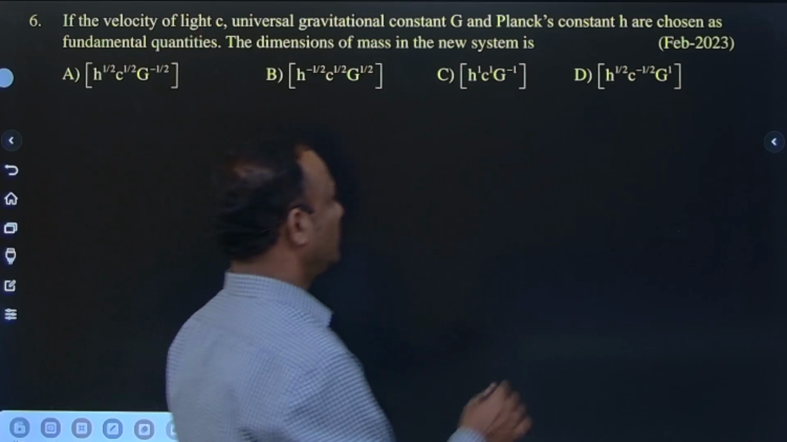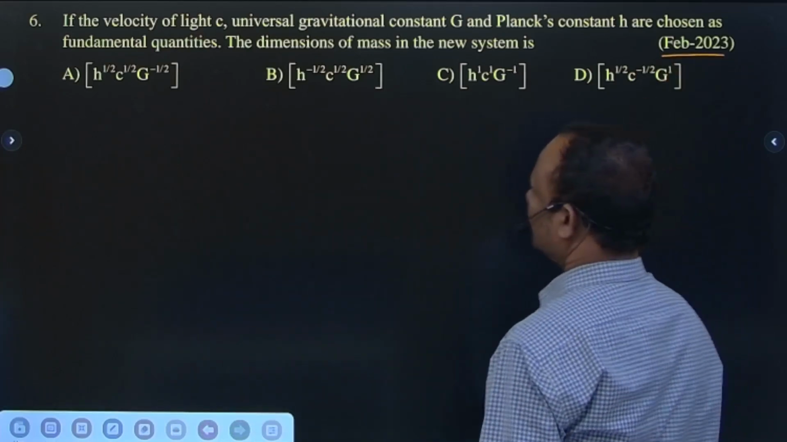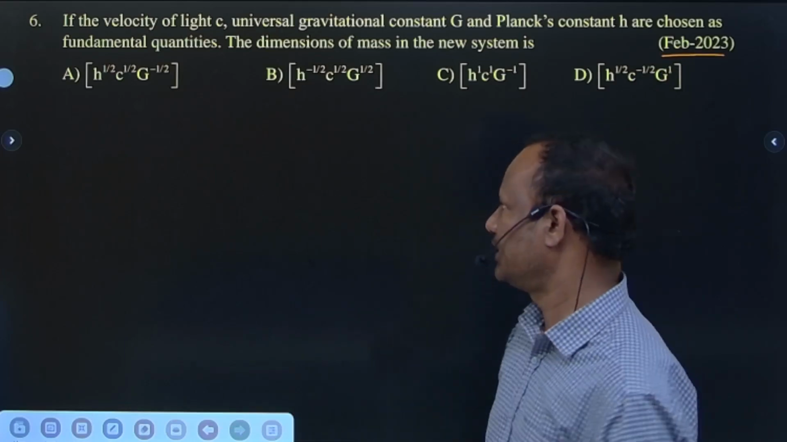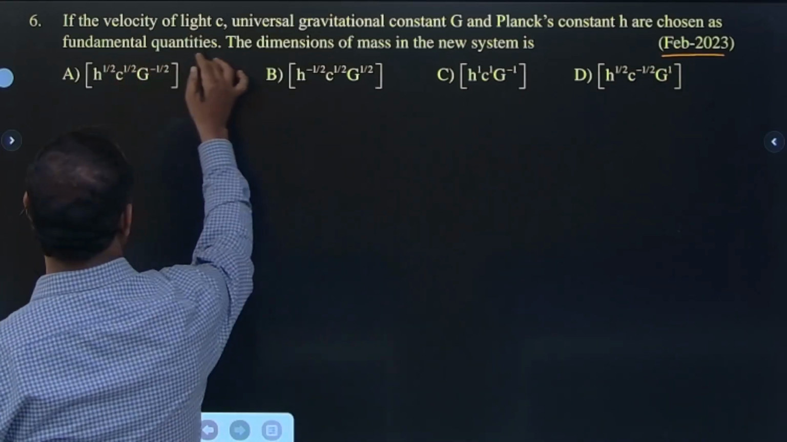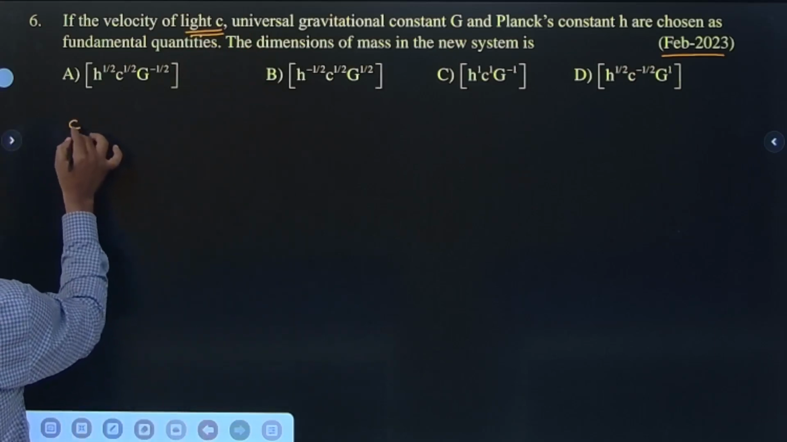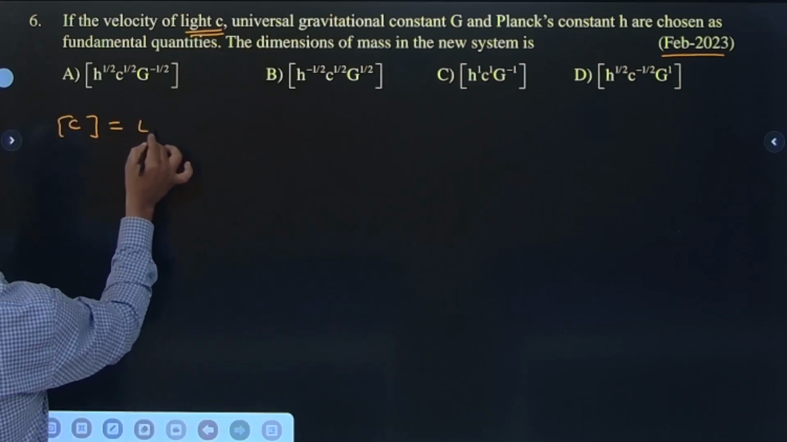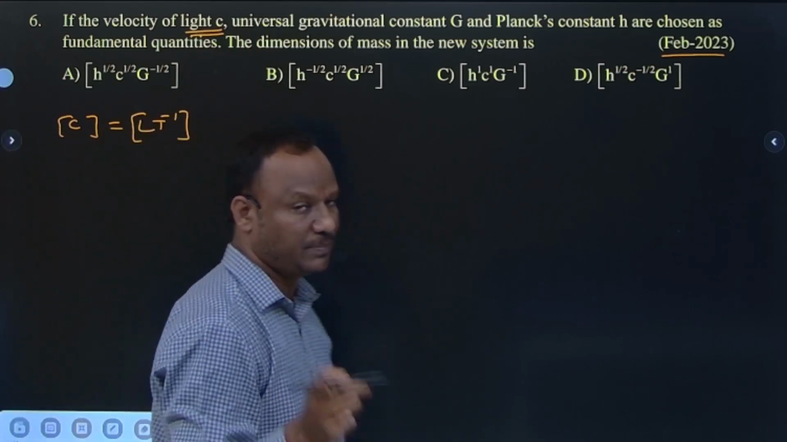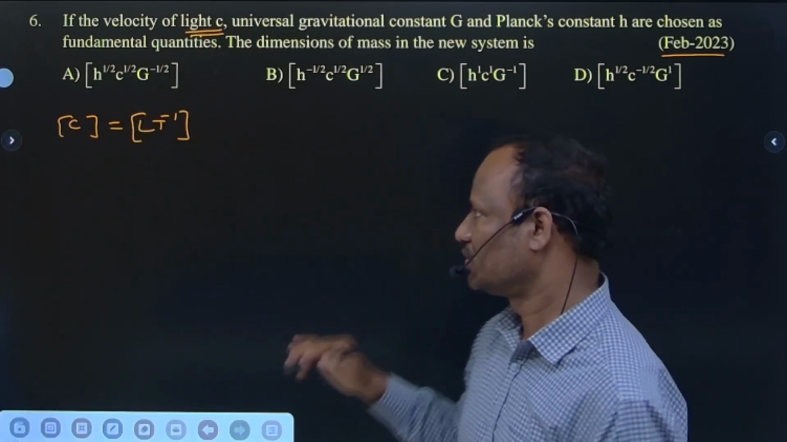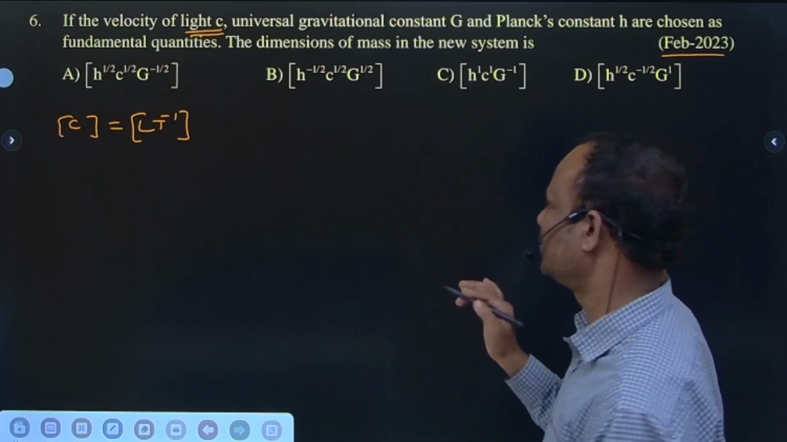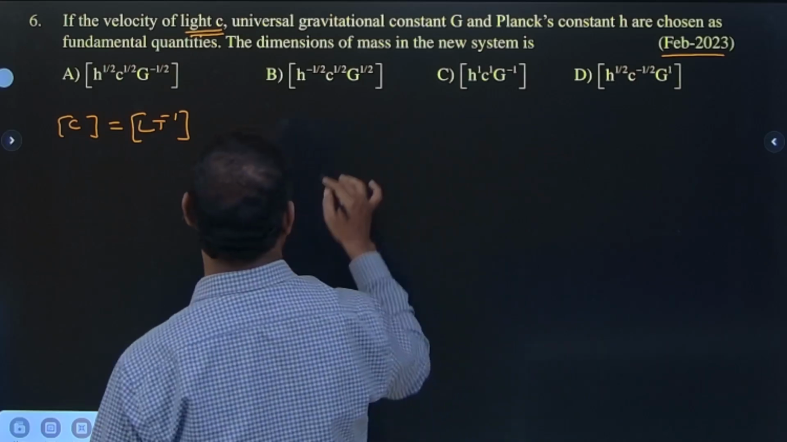Here is the question, February 2023. Same as before, to find the relation between physical quantities. If the velocity of light is C, the first thing is the dimensional formula of C, which is LT⁻¹. You see, these are the most repeating models we are giving, so these models only, but not these questions. So we should go for a clear calculation.